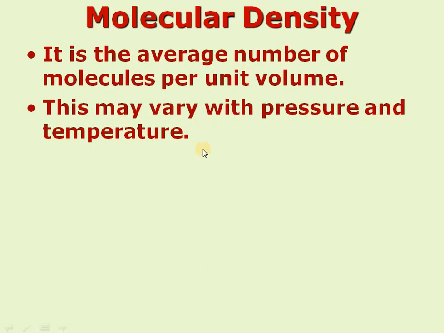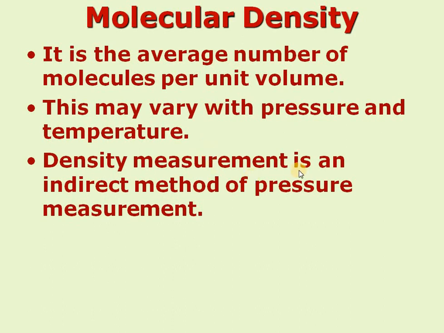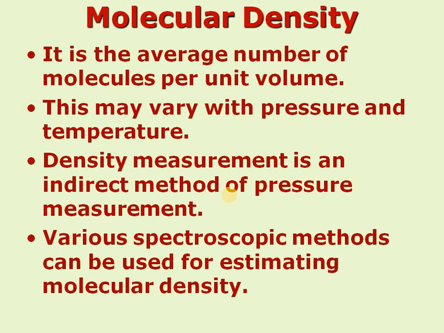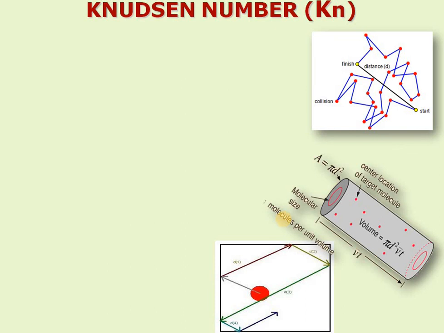This may vary with pressure and temperature in a particular chamber. Density measurement is an indirect method of pressure measurement, because when you pump out gas from a given chamber, the molecular density is what decreases. You can measure molecular density with various techniques, such as spectroscopic techniques, and by this method you can measure pressure indirectly. This is very important, because pressure measurement is important in deciding the suitability of a chamber or container for doing any particular experiment.